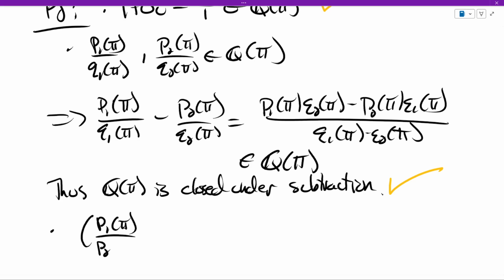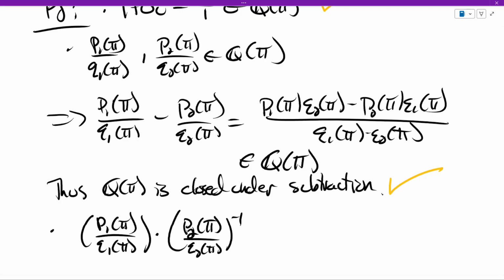We have 1, we're closed under subtraction, and now we need to be closed under division. So let's keep p1, q1, p2, q2 as before. And now we need to check closed under division. So we're going to take p1 of pi over q1 of pi, and we're going to divide it by p2 of pi over q2 of pi.